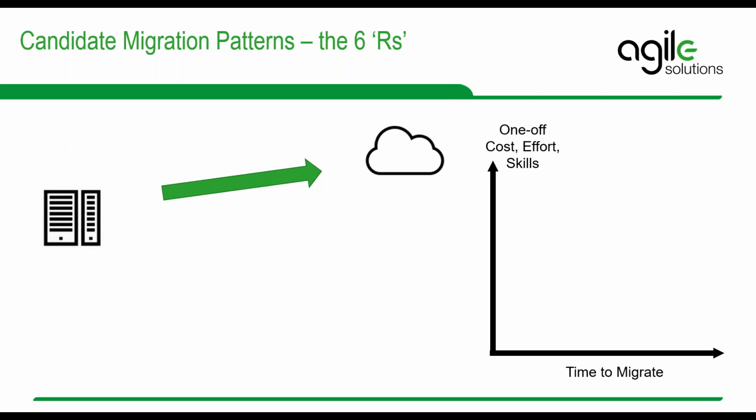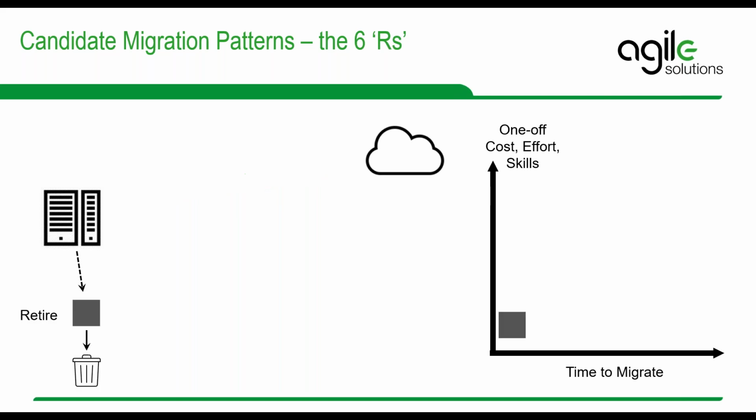So migration patterns, you may be familiar with, but they commonly go by the name of the 6 R's. So these are patterns that we help you to look through for each of the workloads that you're looking to migrate, which we start out with potentially for a given workload, we simply retire it. And over on the right-hand side, you'll see for each of the patterns, the corresponding time to migrate and one-off cost in terms of effort and skills.